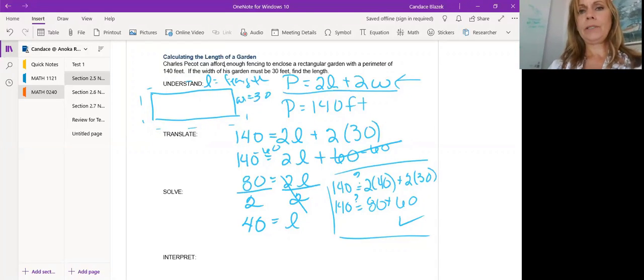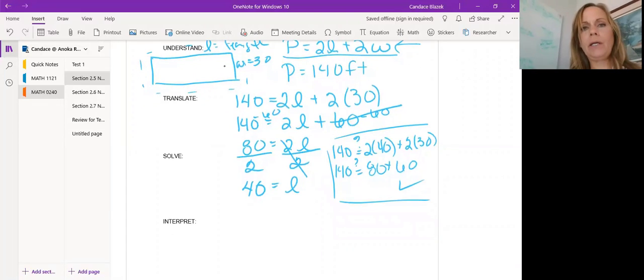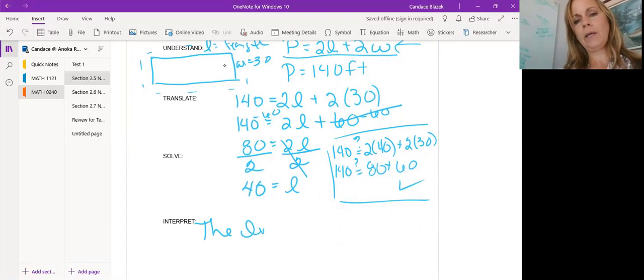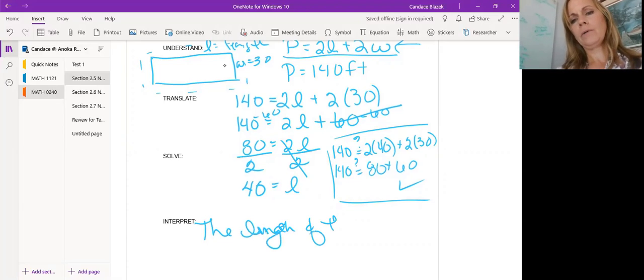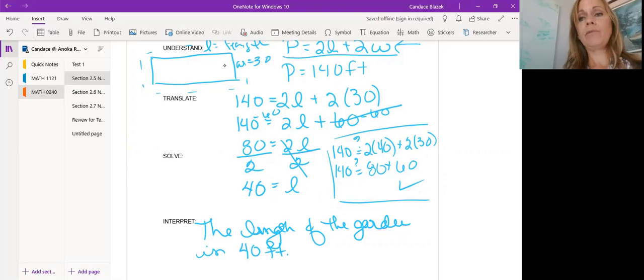So to interpret just means to express our answer. We're supposed to find the length of the garden, and we would just write the length of the garden is 40, and then you must add units, 40 feet.